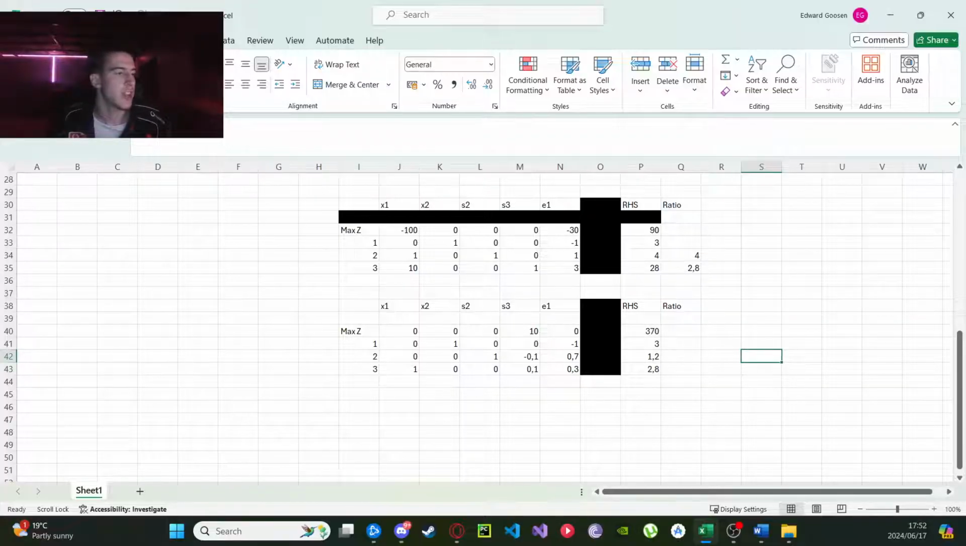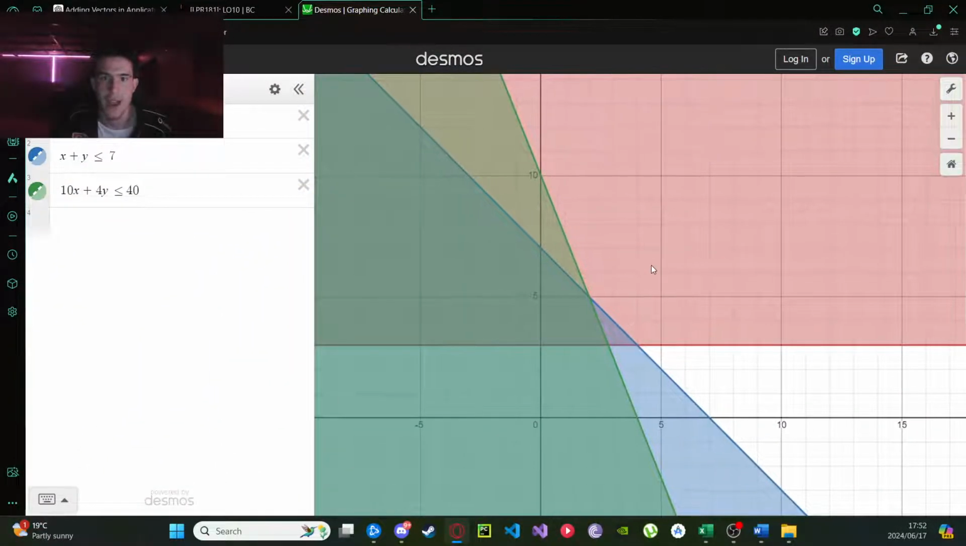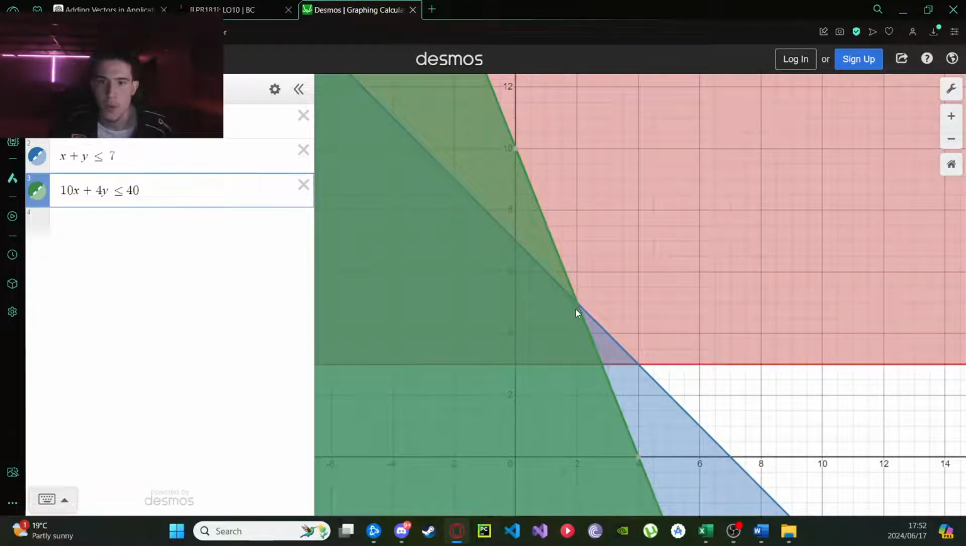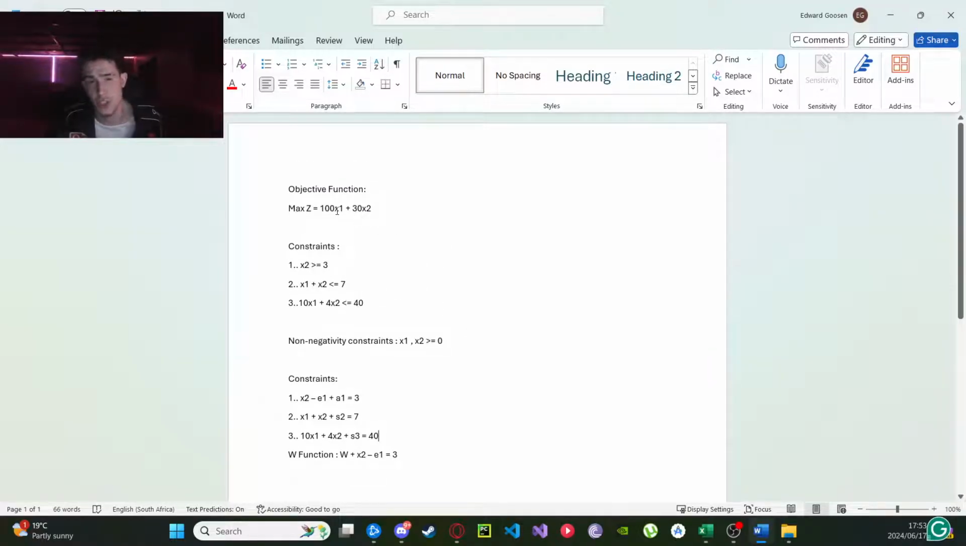So we can check if we're correct or not. I'm going to pull up Desmos. So here we have our formulated graph. We can test for all of the points, but since I actually already know the answer, it's going to be this point right over here, 2.8 and 3. So we can see 2.8 and 3 corresponds to the values we got right over here. And if you substitute those values into our objective function over here, you will find that it actually does correspond to 370.